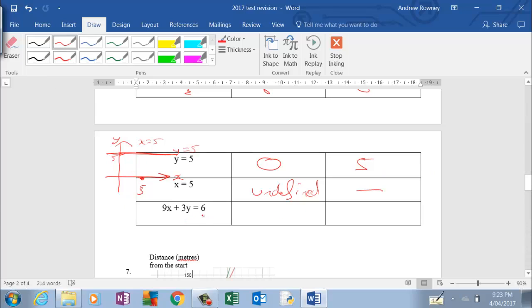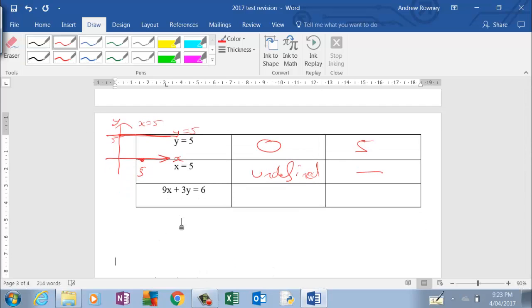And the last one, 9x plus 3y equals 6, that's not in the form y equals mx plus c, so we need to rearrange it first of all. What we need to do is take the 9x over the other side. At the moment we're plus 9x, on the opposite side we're going to be minus 9x. Now we've got to get the 3 over the other side. At the moment we're times 3, so the opposite of times 3 is divide 3.